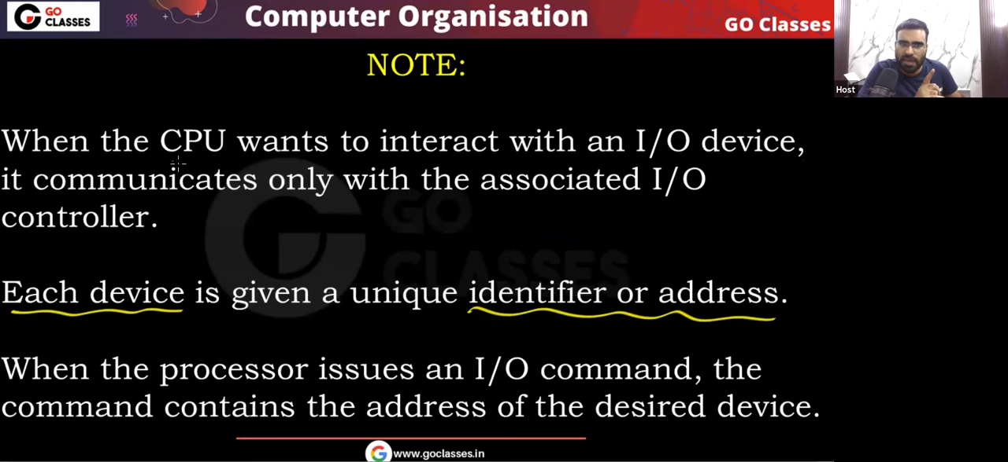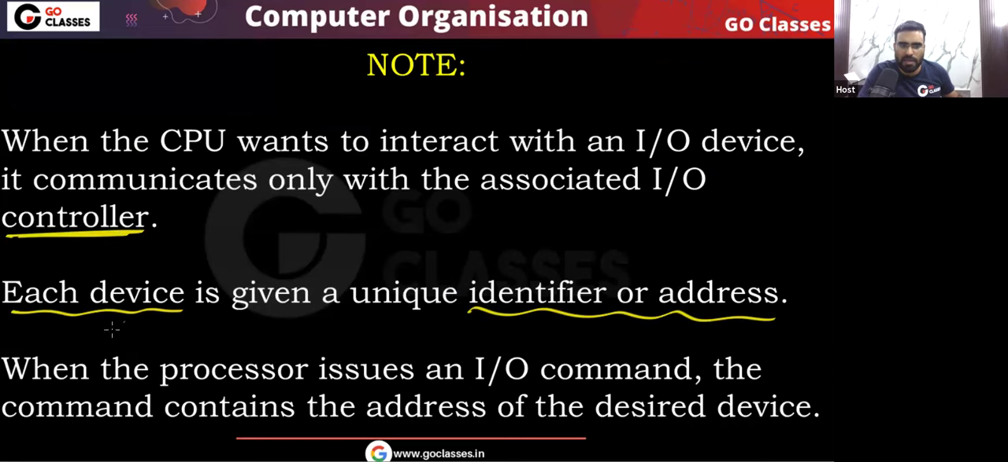Now, one more thing I told you: if the CPU wants to communicate with the mouse, the CPU will not communicate with the mouse itself, it will communicate with the mouse interface. Every device has an interface. So if the CPU wants to communicate with the IO device, it will not communicate directly with the IO device. It will communicate with the IO controller, the device controller.